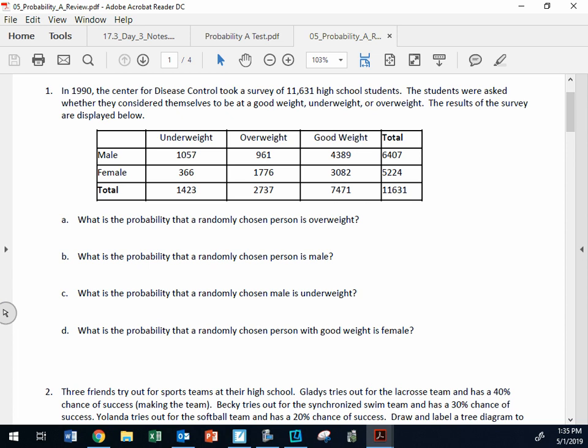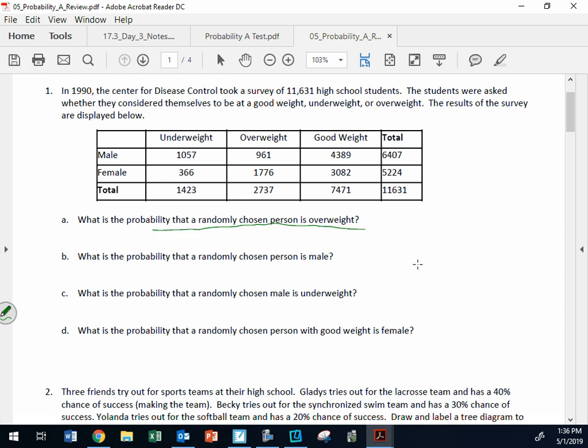The CDC took a survey of 11,631 high school students, and then they were asked whether they consider themselves to be good weight, underweight, or overweight. You think it's wrong to even ask people that? It's an interesting thought. It is. I don't know if that's right to ask, but I guess they did. So anyway, this is probability the randomly chosen person is overweight.